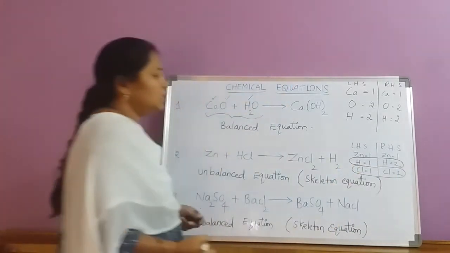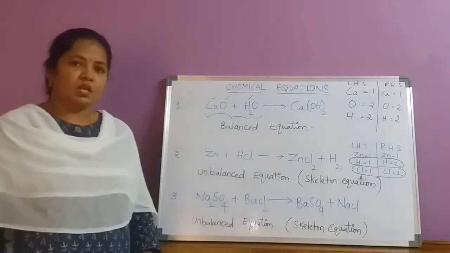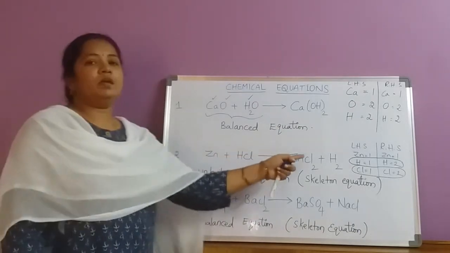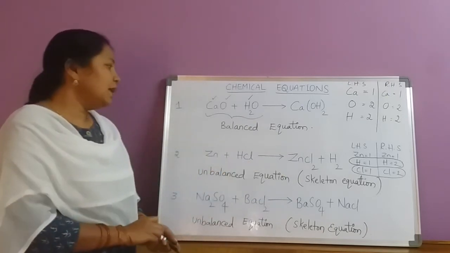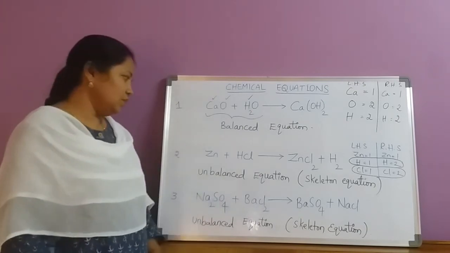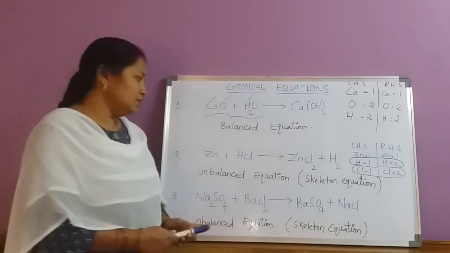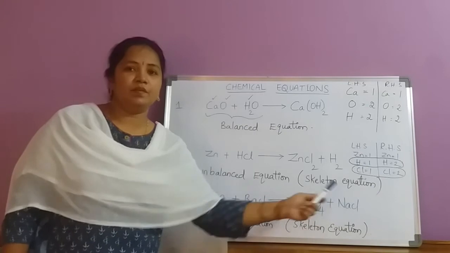Similarly chlorine also, LHS side 1 and RHS side 2. That's why it is also not equal. The number of atoms of chlorine are not equal on both sides. So this is not a balanced equation. If a chemical equation is like this, then it is not a balanced equation. This is an unbalanced equation. An unbalanced equation can also be called a skeleton equation. Here I wrote skeleton equation. An unbalanced equation can also be called a skeleton equation.